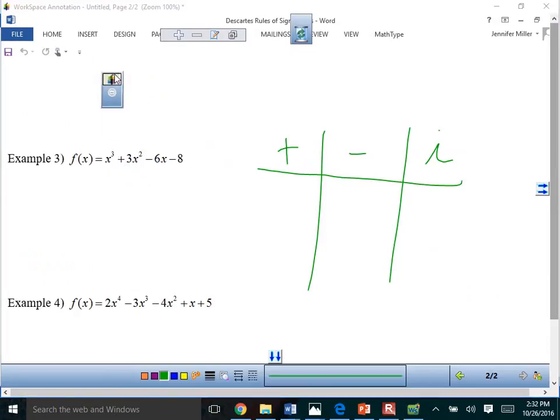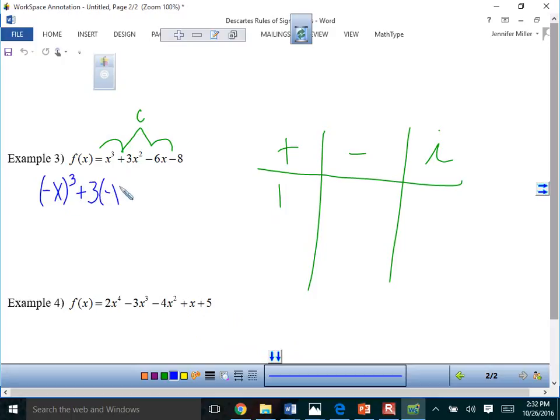The number of sign changes: no sign change, yes, a sign change, C for change, and no sign change, so 1 positive. Now remember, in order for us to determine the number of possible negative roots, we're going to plug in negative x for x, so that's negative x cubed, plus 3 times negative x squared, minus 6 times negative x, minus 8. That's going to end up giving us negative x cubed, plus 3x squared, plus 6x, minus 8.